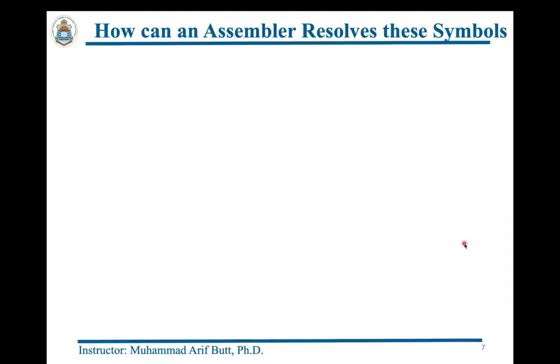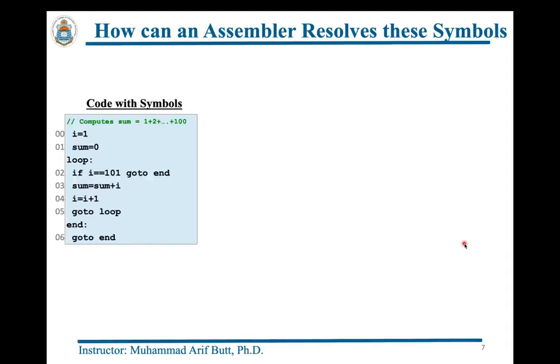Now let us try to understand how an assembler resolves these symbols. Consider this code in some hypothetical assembly language, and also assume that as per the language specification, variable allocation starts from the data memory address 1024. And now let us try to resolve the symbols in this code one after another.